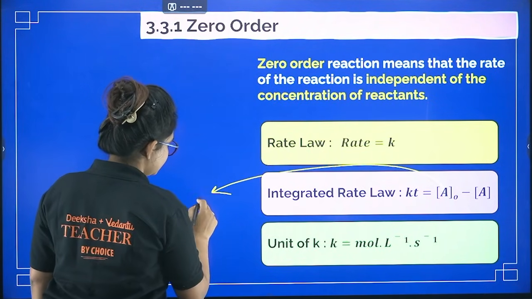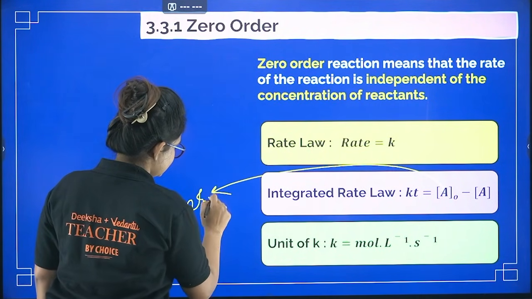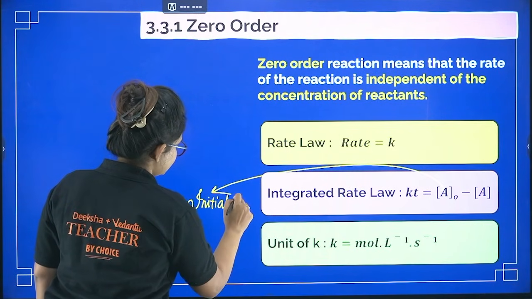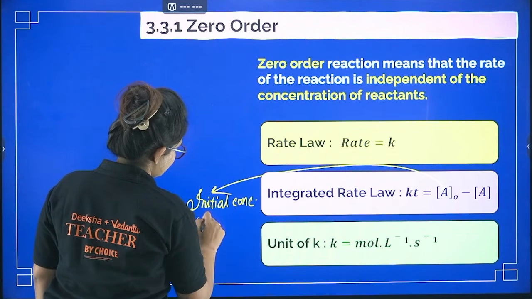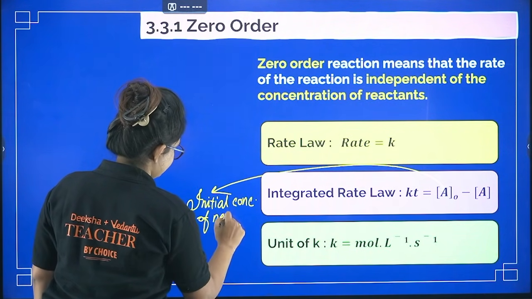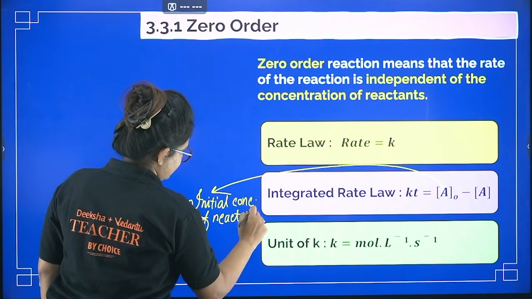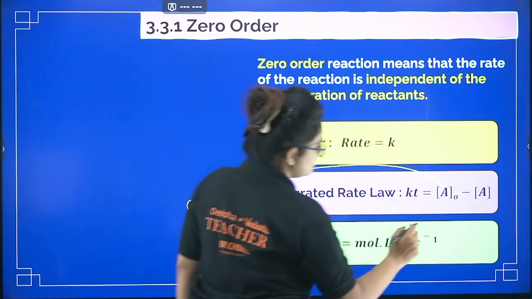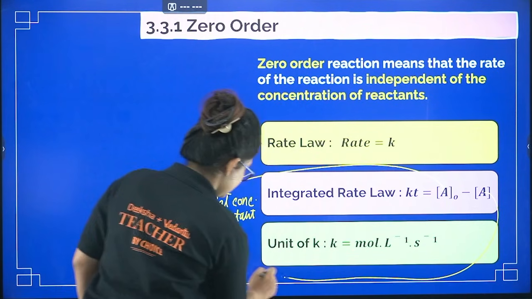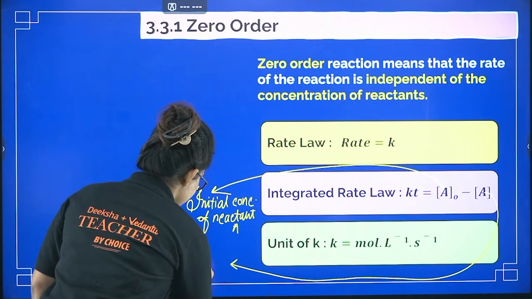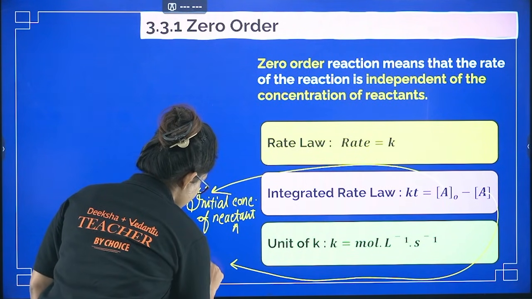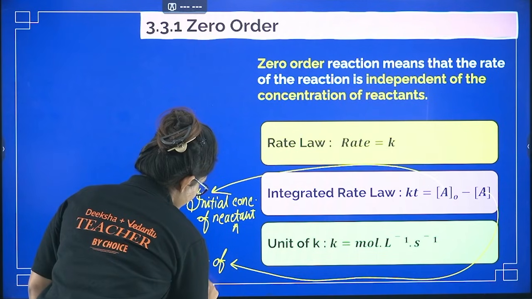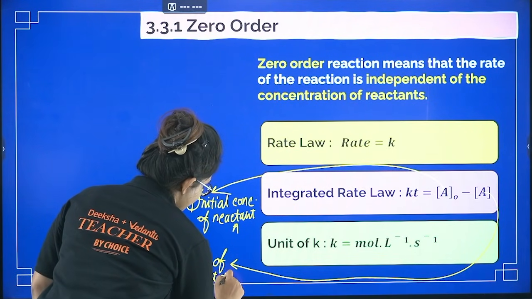A0 is basically the initial concentration of reactant A. And what is A? A is the concentration of A at time t.